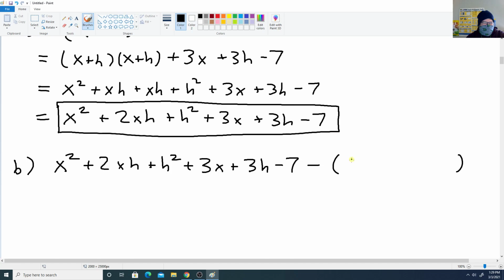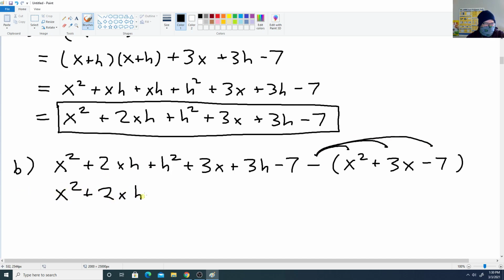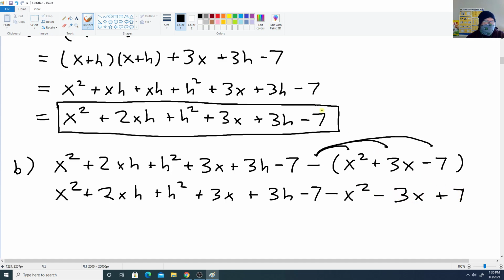So I'll put x squared plus 3x minus 7 there. Then we'll let the negative distribute. And we'll rewrite everything and see what's able to cancel. On the test or on the homework, I'm okay if you do the canceling up here in this step, but for the notes, I'll make sure to distribute so we're doing every single step by step.